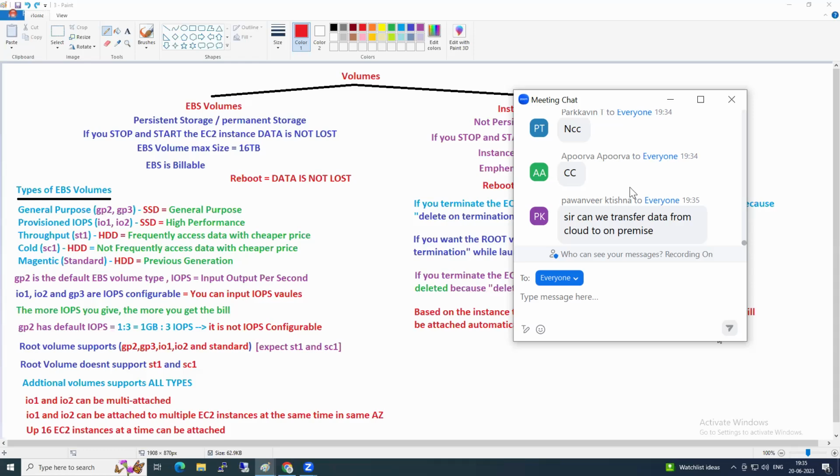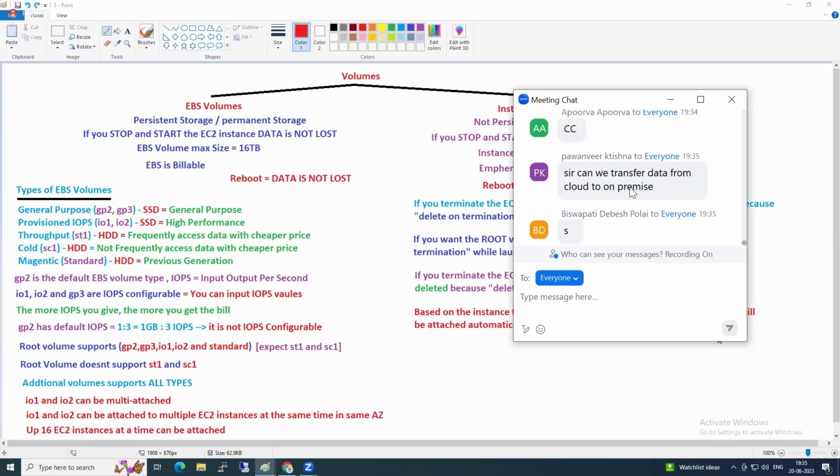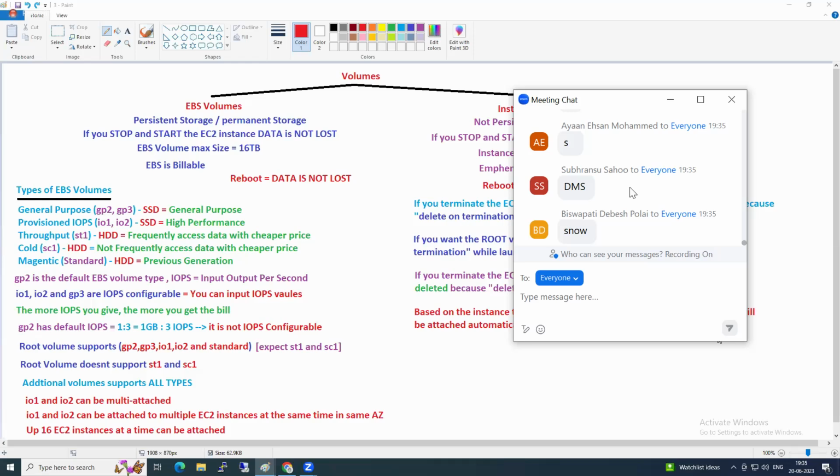Of course, there is a question. Can we transfer data from cloud to on-premises? There are multiple ways, no? Tell me one service. Snow Family is there. Storage Gateway is there. There are so many services. Yes, S3 is there. Using the CLI, can you upload and download?